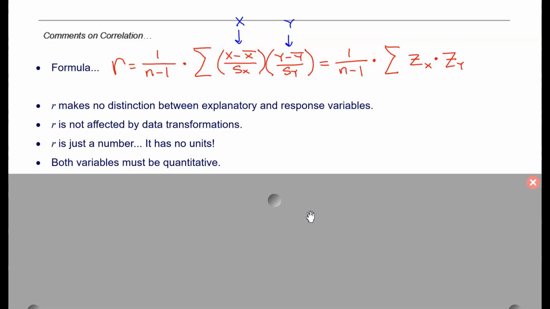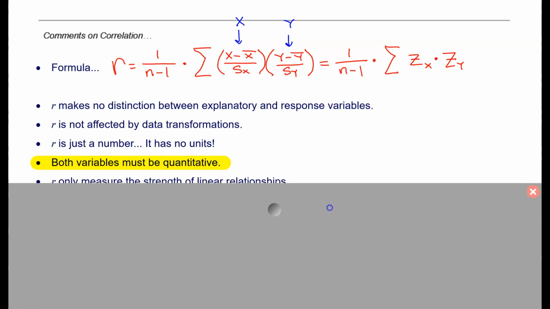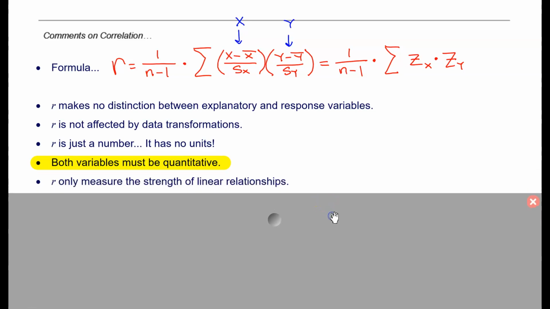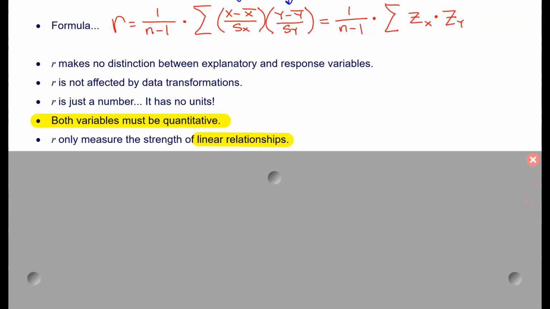Both variables must be quantitative. And I mentioned this before, folks. This is an area where students could get tripped up on a test. If I ask you about the correlation between hair color and height, you ought to say that's absurd because hair color is a categorical variable, not quantitative. Correlation R is only a measure of the strength of linear relationships. Again, if we have a relationship that does not appear to be linear in a scatter plot, we should not be talking about correlation.